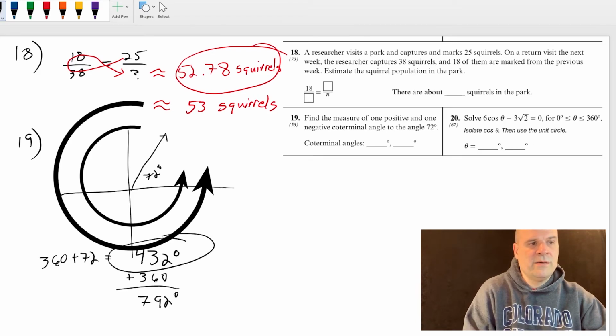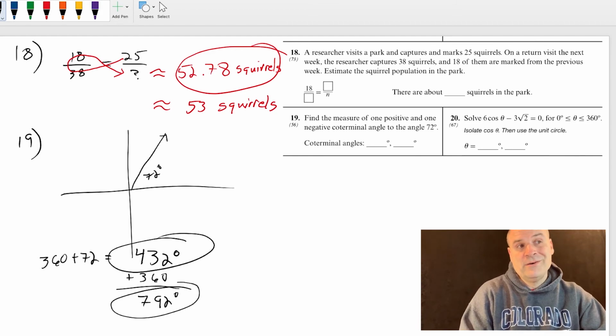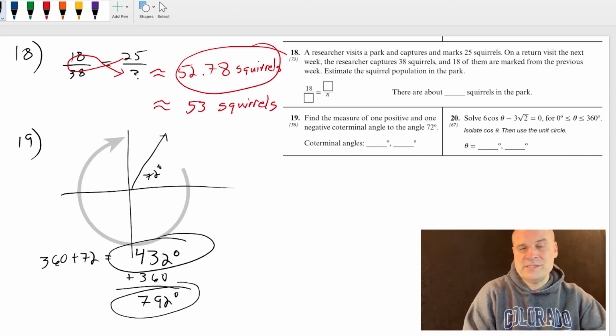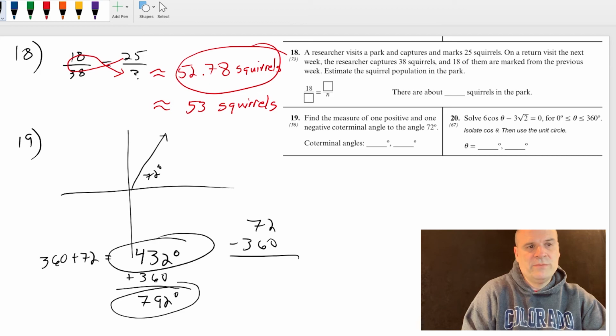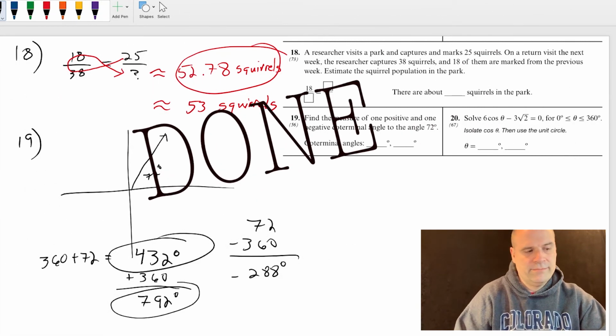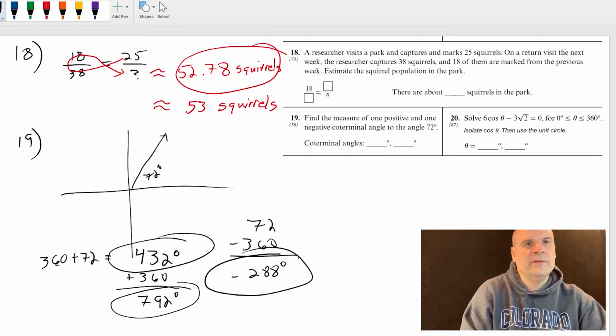So here's a couple possible positive coterminal angles. Or you could go negative. So how do you do negative? Well, you have to go around 360 degrees this way, so negative. So we're going to go 72 minus 360. Whoa. So that would be negative 288 degrees. Okay? So it asked for just one of each, but I couldn't help myself.